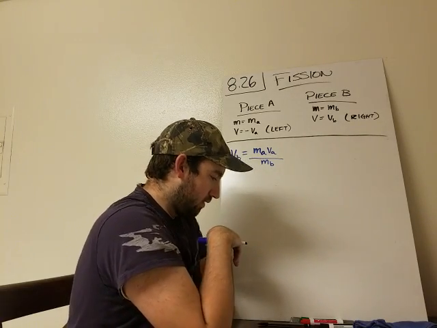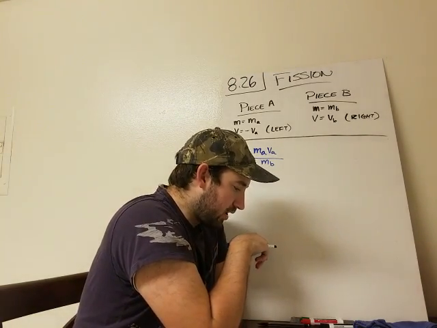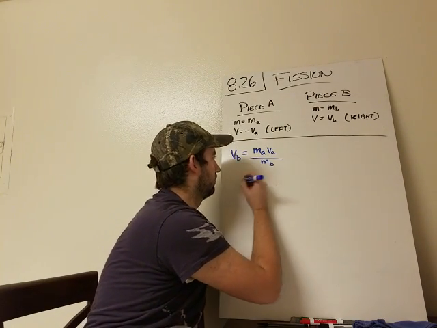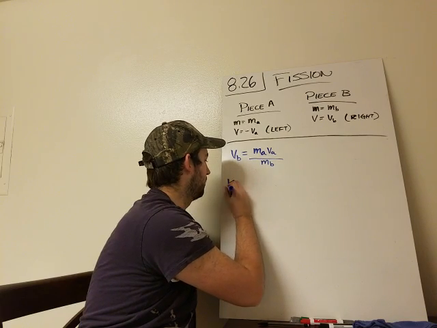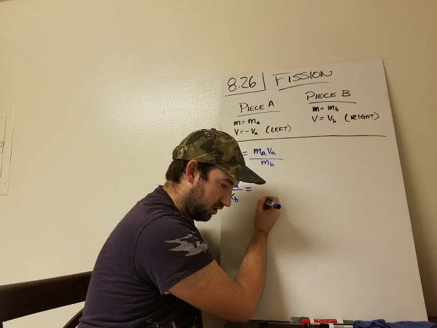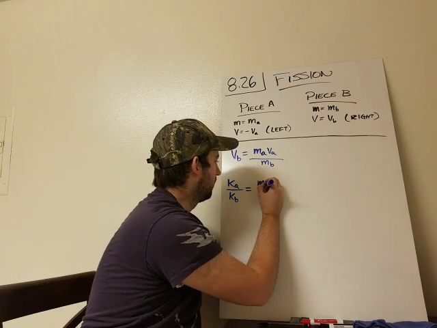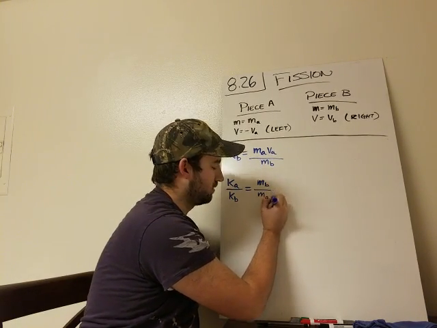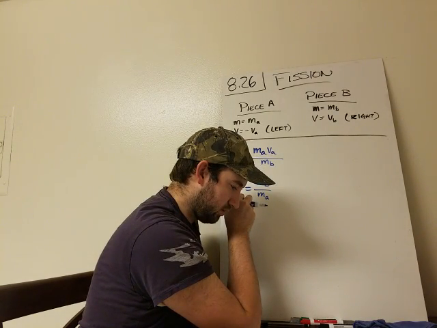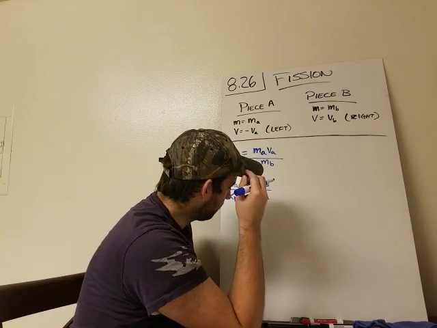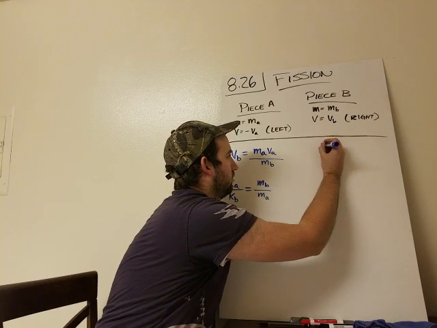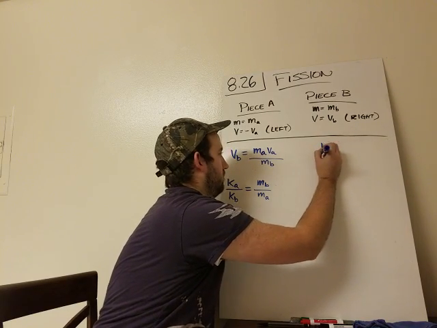So now, for part B, it says use the results from part A to show that K sub A over K sub B is equal to m sub B over m sub A. Okay, so that's what it wants to know. I'll write these over here.